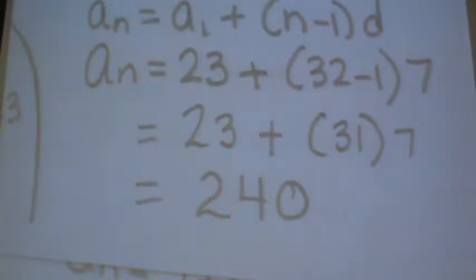And I got 240 as well. Next. Okay, next three are super easy. Find the missing term in each arithmetic sequence. How many terms are missing?